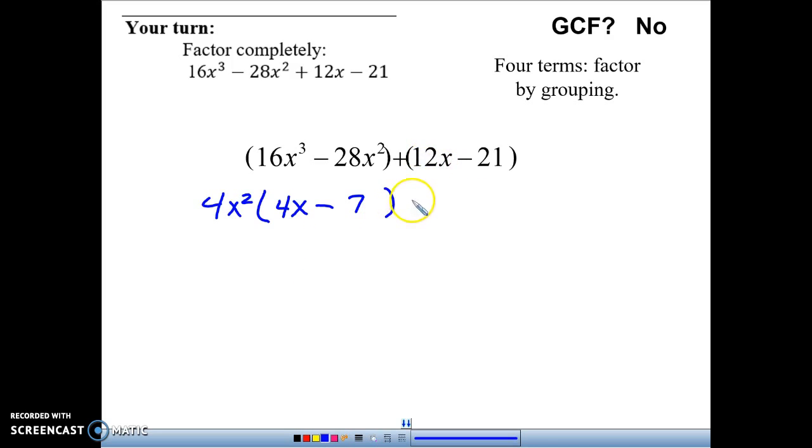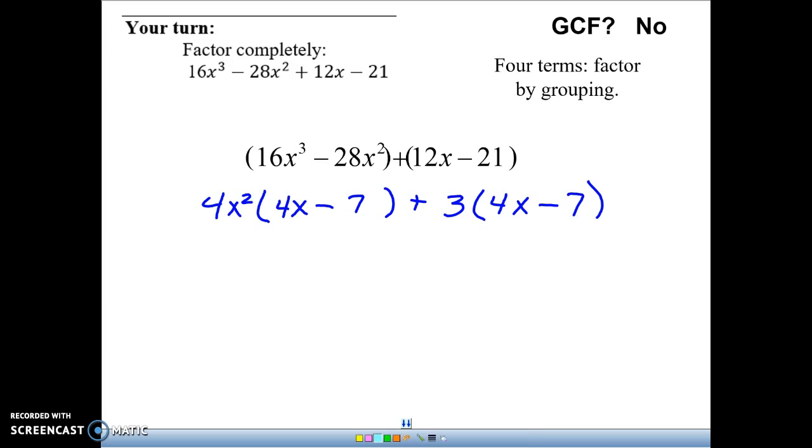Okay, over here in this grouping, bring down that plus sign. Between the 12x and the 21, what's common? Yeah, that's just going to be a 3. 3 times what gives you 12x? That's going to be 4x. Bring down the subtraction sign. 3x multiplied by what gives you 21? That's going to be a 7.